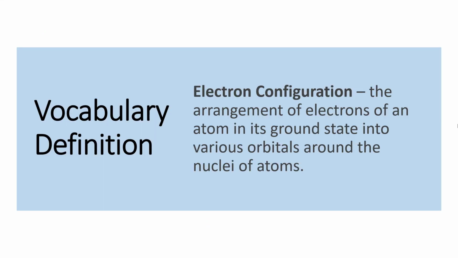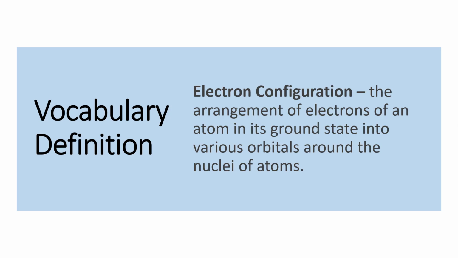So what is this exactly? The definition of this word is the arrangement of electrons of an atom in its ground state into various orbitals around the nucleus of an atom. Sometimes they're called energy shells or just shells or energy levels. I'll be using those different terms interchangeably.